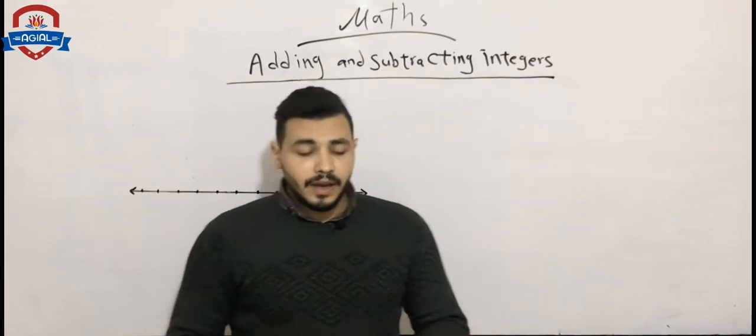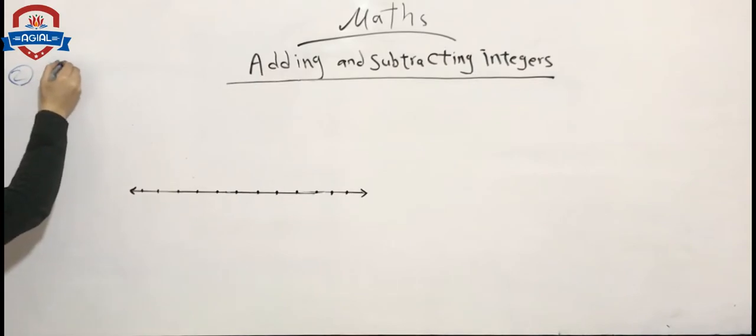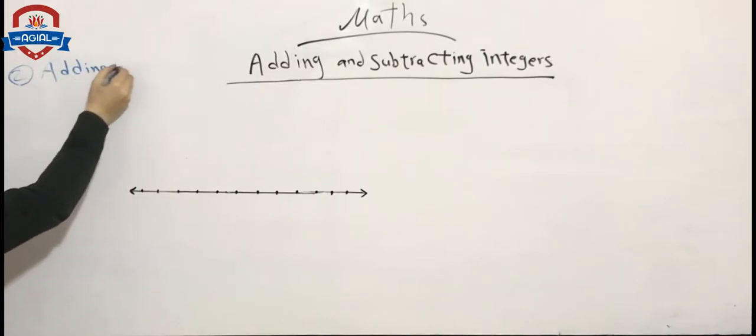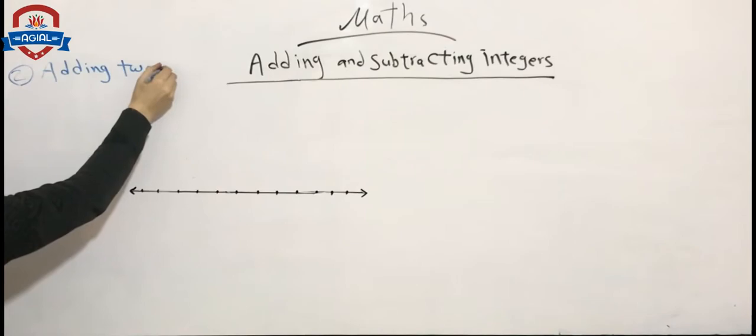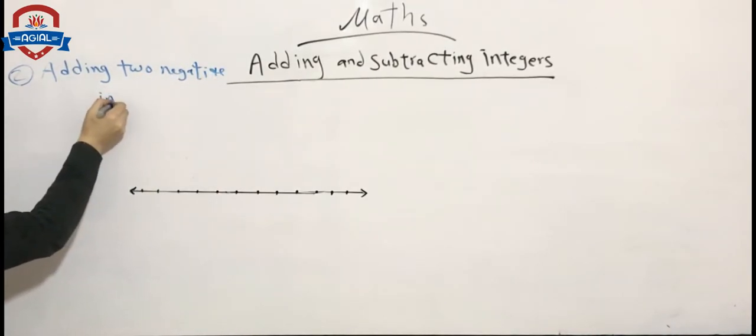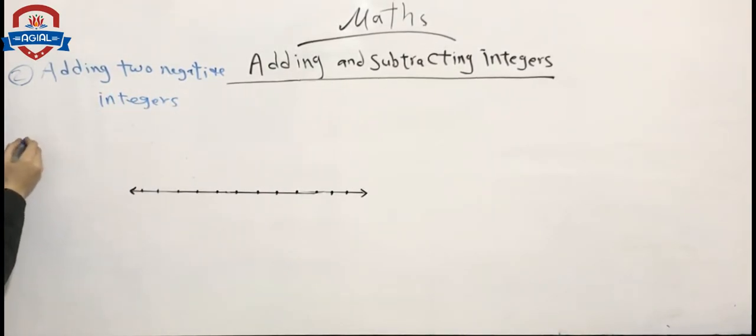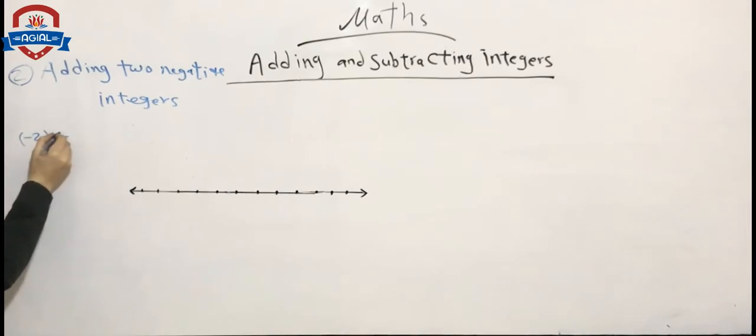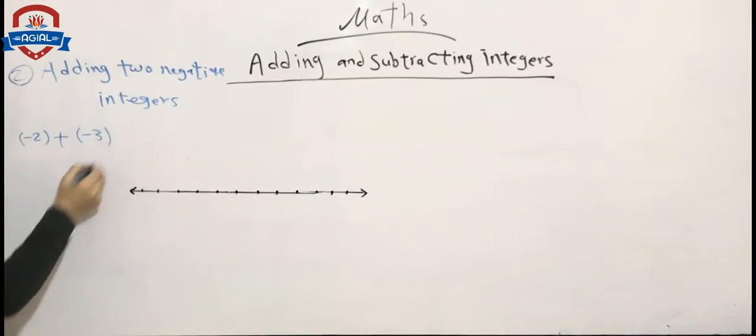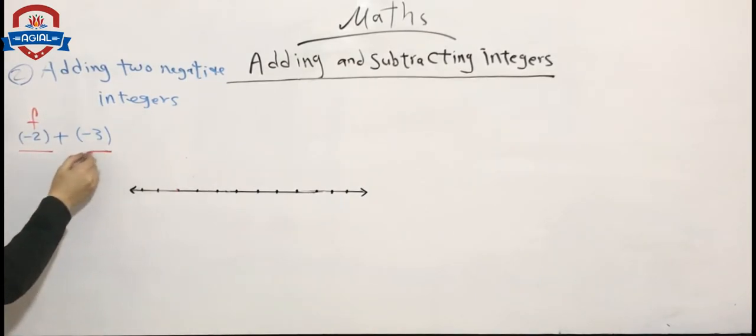And now we have adding two negative integers. For example, if we need to add -2 plus -3. So -2 is the first number and -3 is the second number.